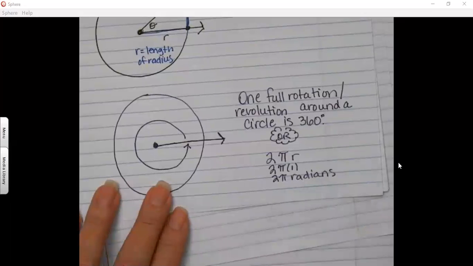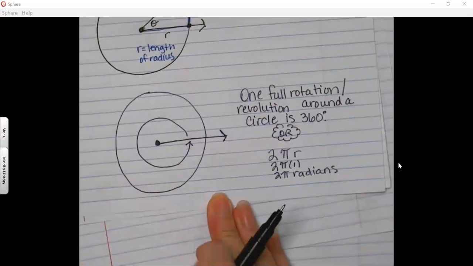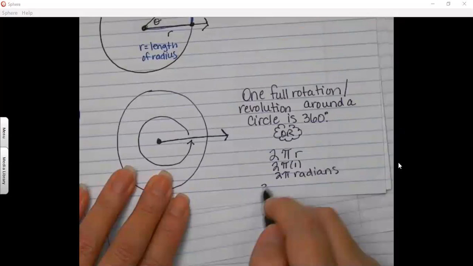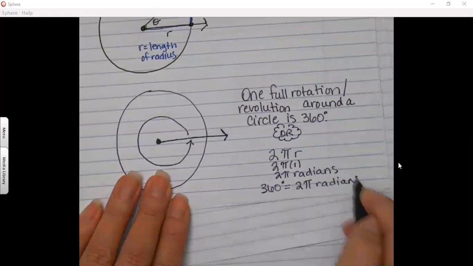Radians, when you see pi, you know that the angle measure is in radians, okay? Because in degrees, we don't use pi, okay? So we also know that 360 degrees is equal to 2 pi radians. 360 degrees is equal to 2 pi radians.